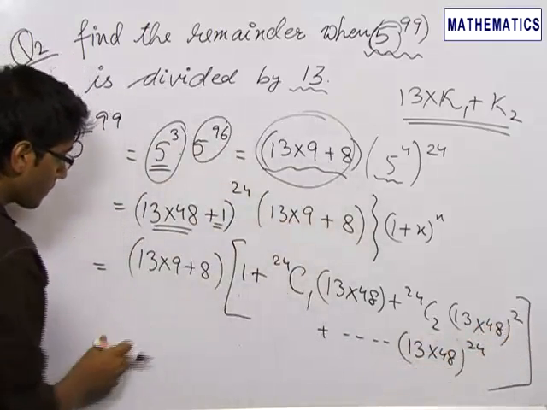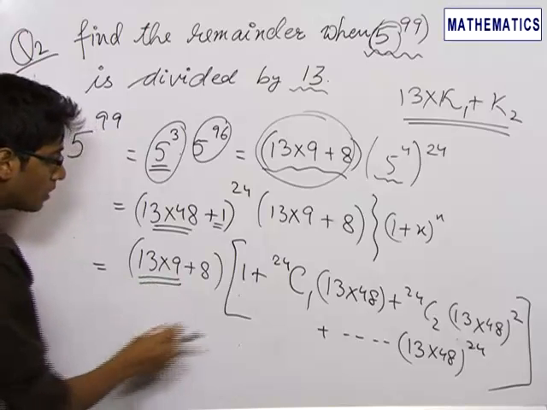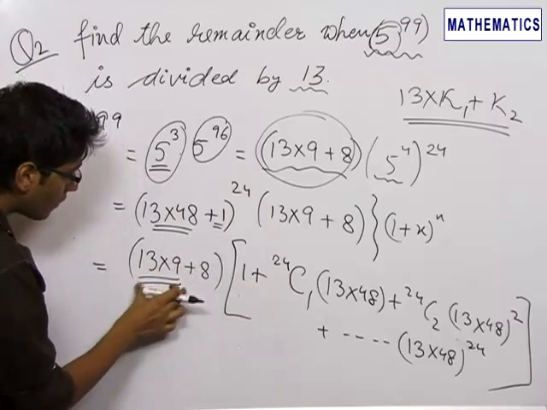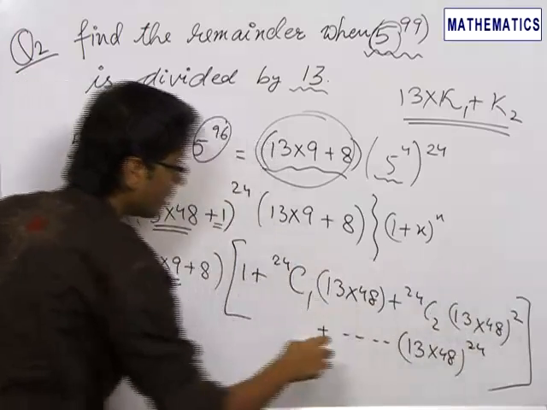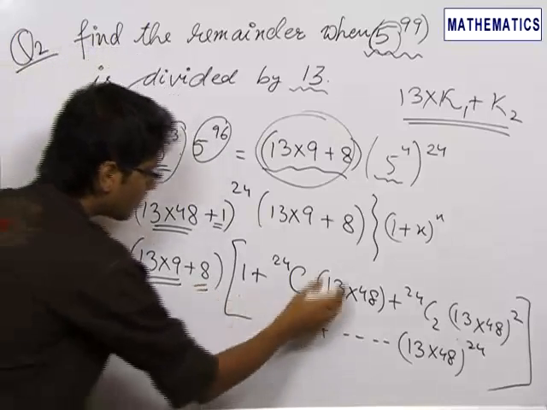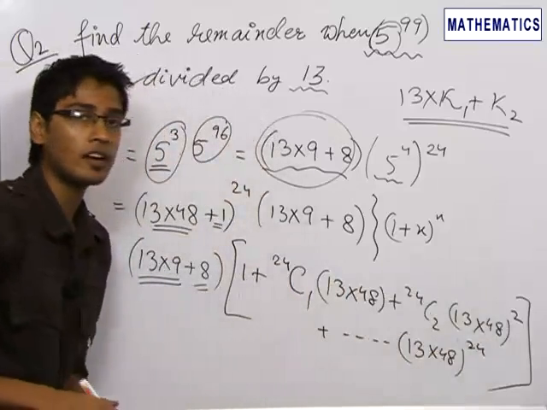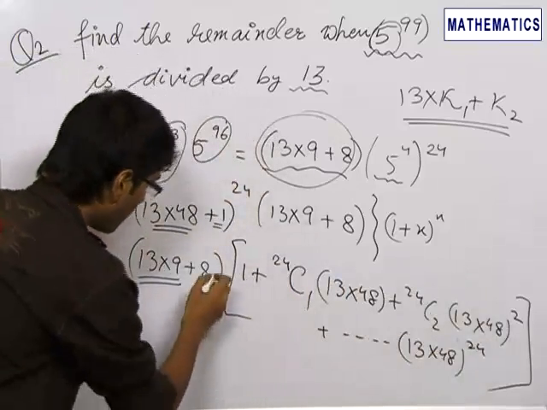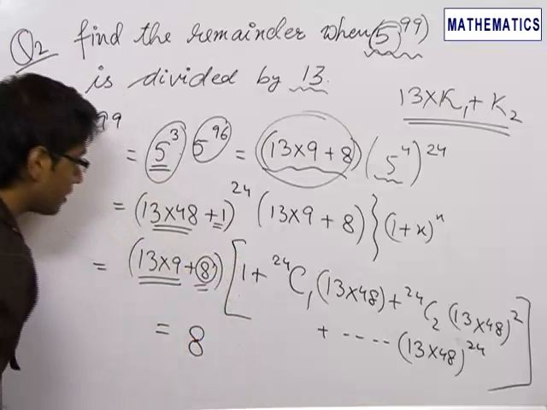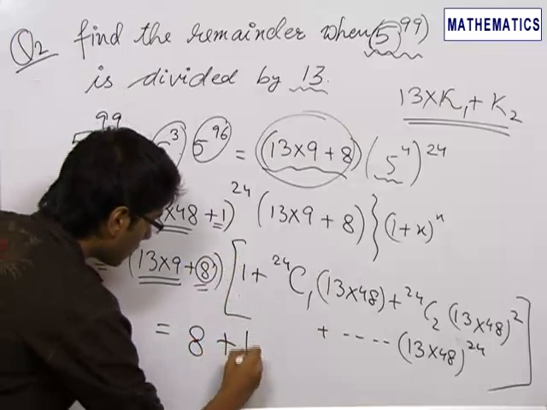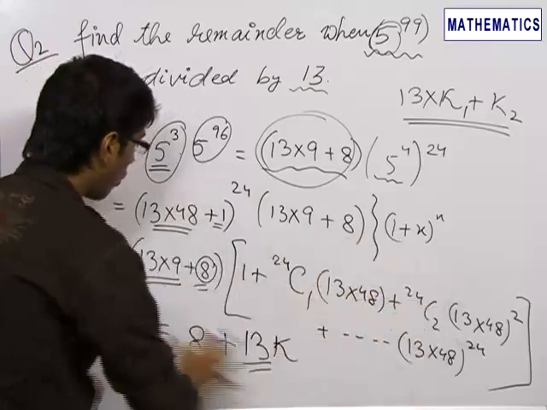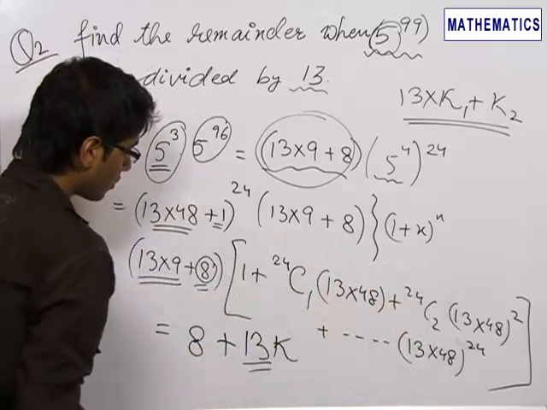Now we can see that when this 13 into 9 gets multiplied by this, there is a term generated which has 13, and when this factor gets multiplied by all these factors, there are terms of 13 getting generated. When this 8 gets multiplied by all these terms, there are terms of 13 getting generated, and when this 8 is getting multiplied by this 1, we have 8 getting generated, plus all the other terms have at least one 13 in them. So we can write this whole thing as 8 plus 13 times a constant.